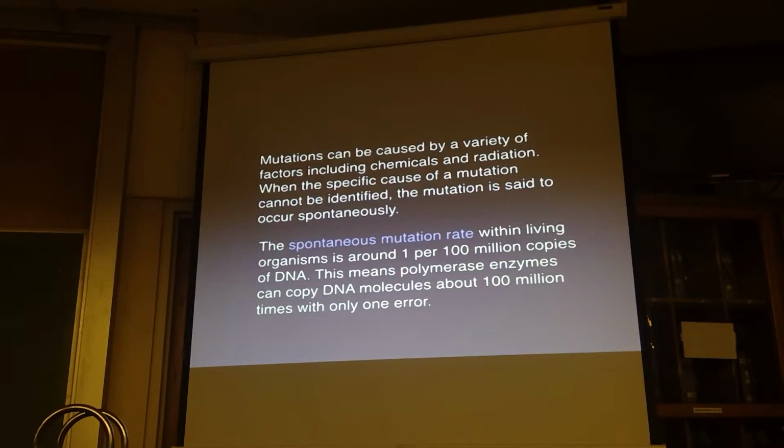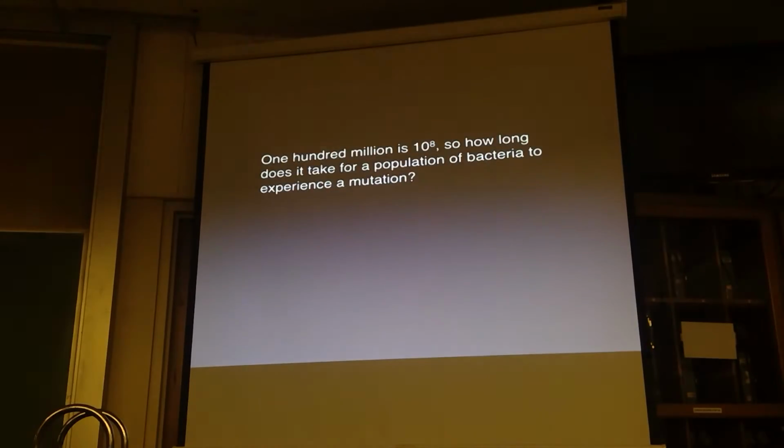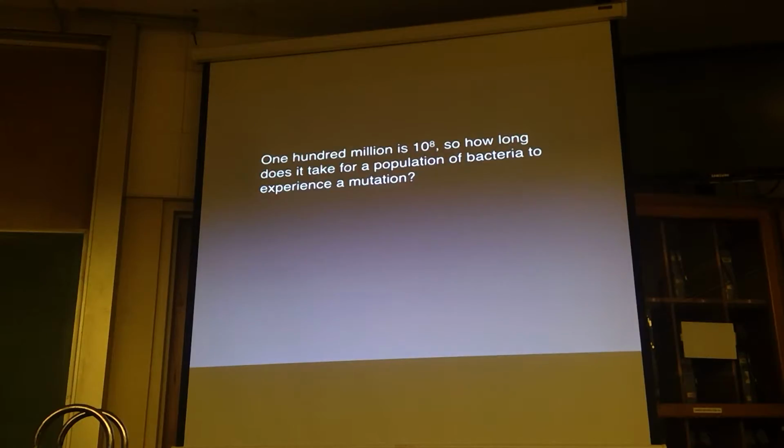100 million times and make one error. That seems like not much in the way of rapid change, but then think about bacteria for a moment. If it's 1 per 100 million copies, how long does it take bacteria to get to that number? When we did our population counts, we said that bacteria go through a lag phase, they go into an exponential growth phase, they go into a stationary phase.